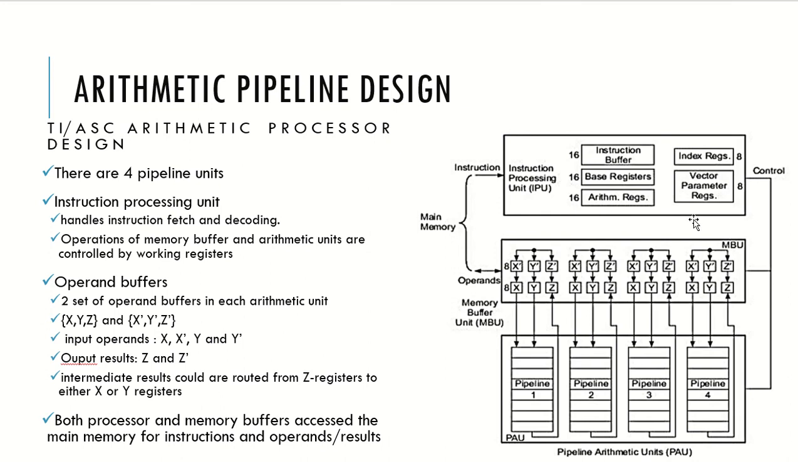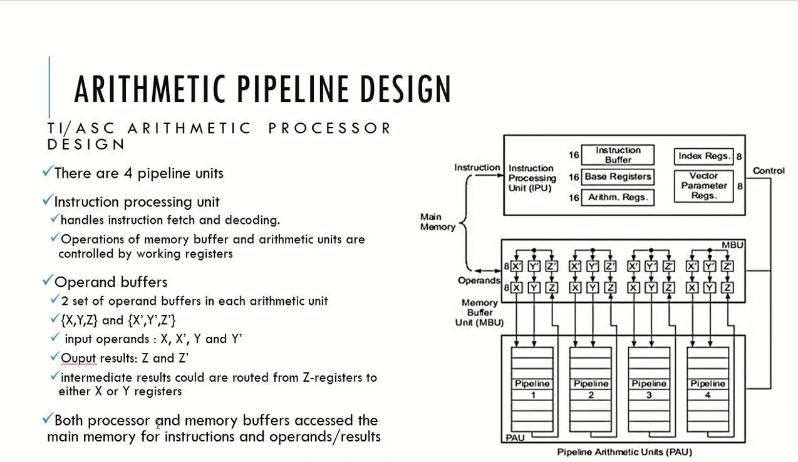You have got various types of registers, and it is responsible for fetching and decoding the instruction. Moving further, the next stage is the operand buffer. As you can see, there are sets of operand buffers in each of the arithmetic units, which are X, Y, Z and X dash, Y dash, Z dash. It will help you to get the corresponding operations. Here the input operands are taken as X, X dash and Y, Y dash, whereas the output results are taken as Z and Z dash. So this is about the second unit, the operand buffers.